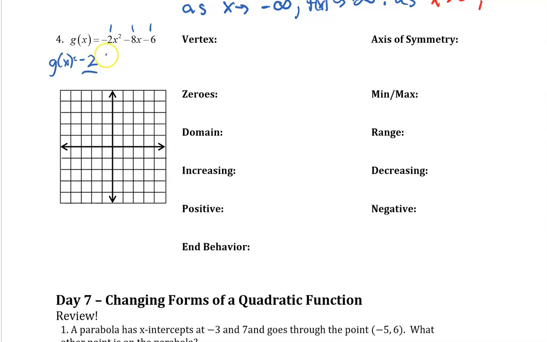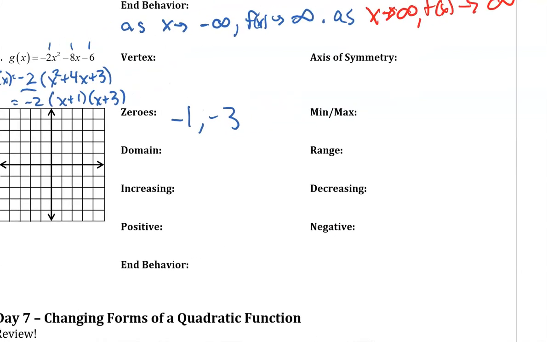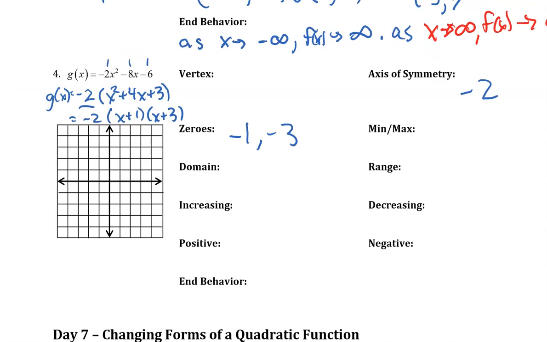So when we take out a negative 2, we get x squared plus 4x plus 3. We can factor our quadratic to be negative 2 times x plus 1 times x plus 3. So we can see our zeros are at negative 1 and negative 3. The average of negative 1 and negative 3 is negative 2.